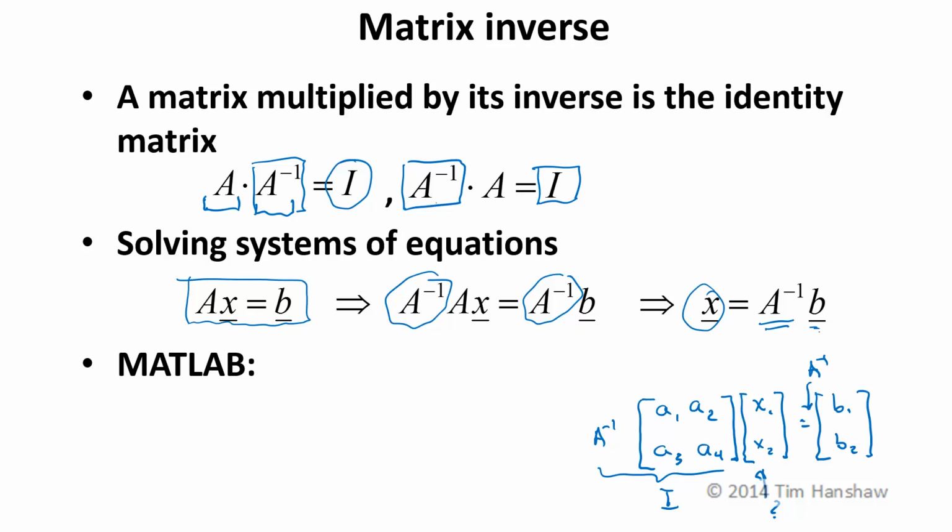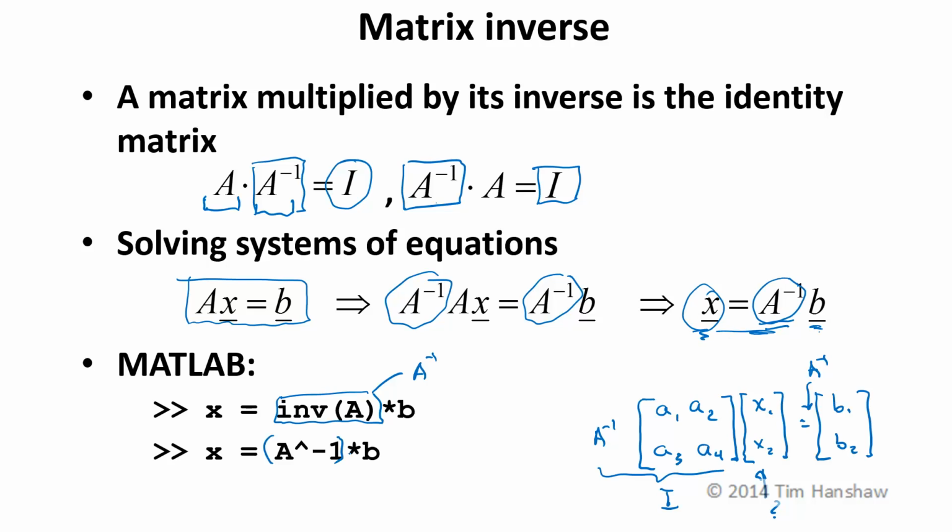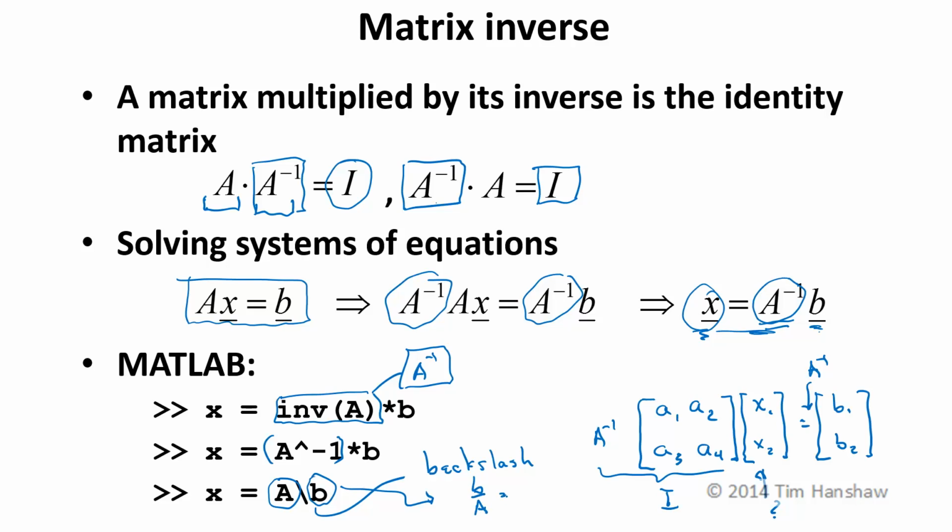MATLAB provides a variety of ways to solve these equations. There is an inv command which will explicitly return A inverse. If I take the inverse of A and then multiply it by b, I get x back. A raised to the negative 1 power to MATLAB is the same as this, so I can multiply that by b. And finally, I can use this backslash operator, which looks like division to MATLAB. The b is in the numerator, the A is in the denominator, so this to MATLAB looks like b over A, which is A inverse times b.